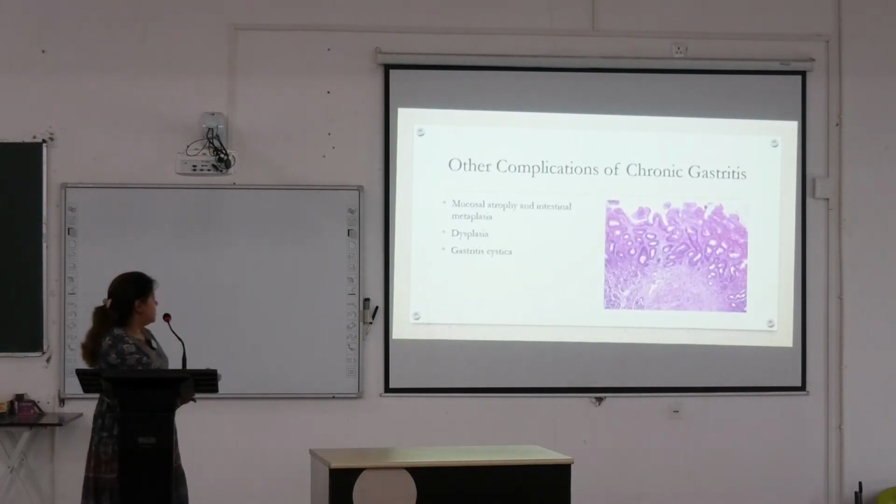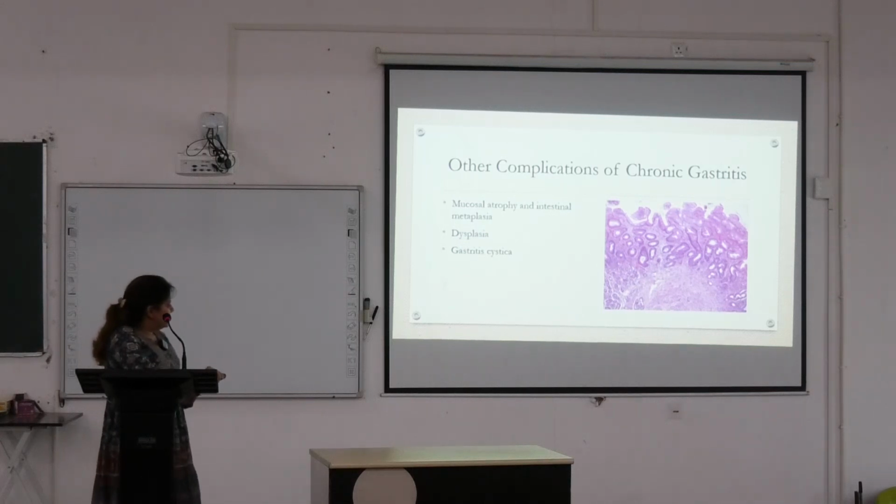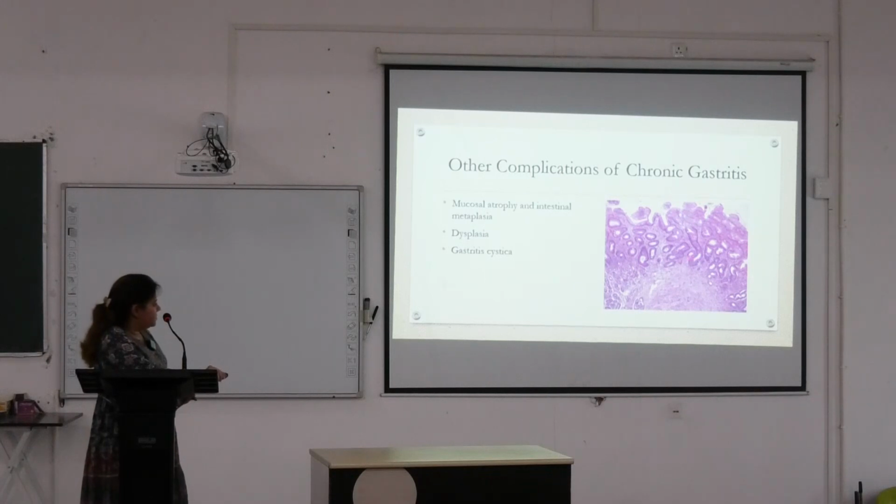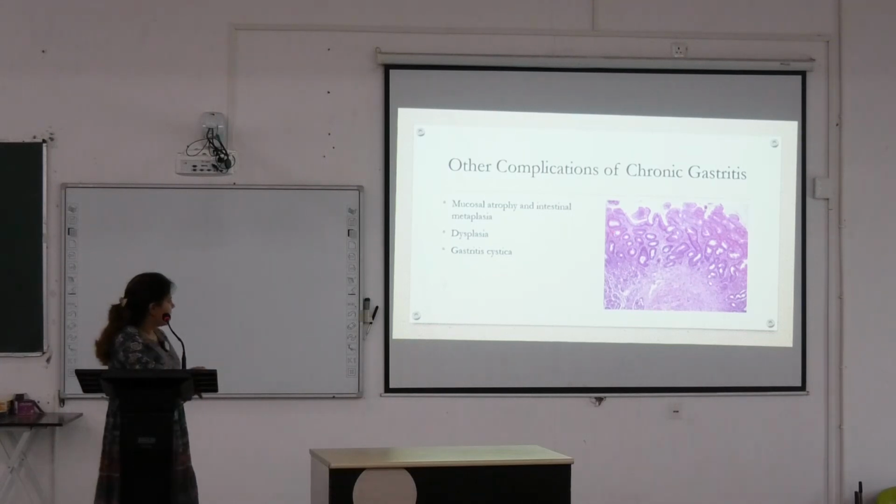Other complications, mucosal atrophy and intestinal metaplasia. Now, this is the intestinal metaplasia. This may be a little difficult to understand. Here you can see the goblet cells, these clear spaces. These are the goblet cells.